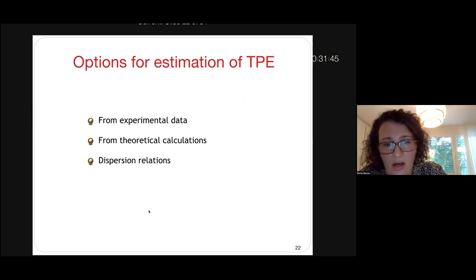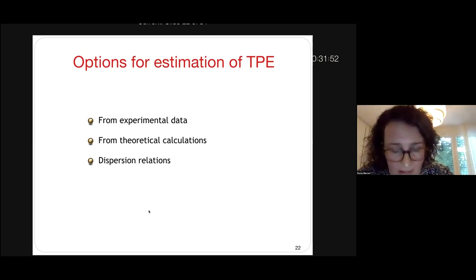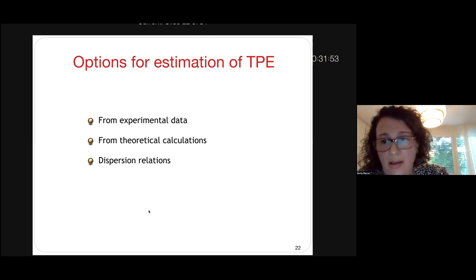Okay, so I want to say something else for the deuteron, and that's the following. As I hope I was able to convey so far, you can either try to extract these.